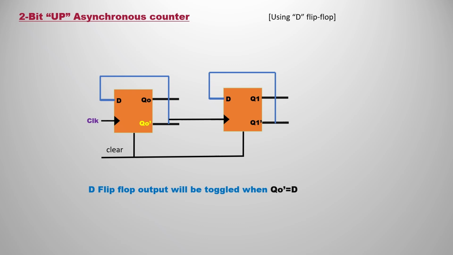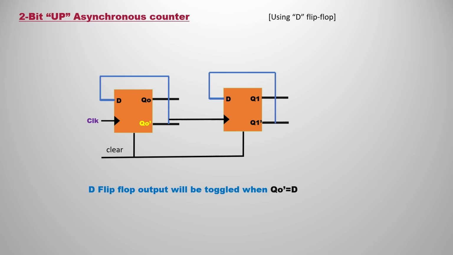So the input D is Q naught bar, that is we have to take feedback, because we already have Q naught bar, and for the next flip flop we pass the clock as Q naught bar only. Remaining all things are the same, but the inputs are not 1, that is Q naught bar, and the clock for the next one is Q naught bar. So this is the 2-bit up asynchronous counter.